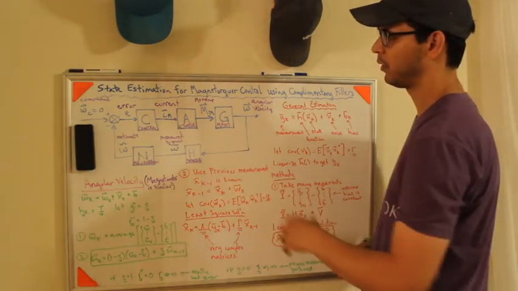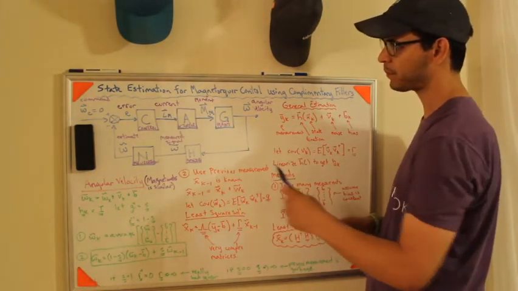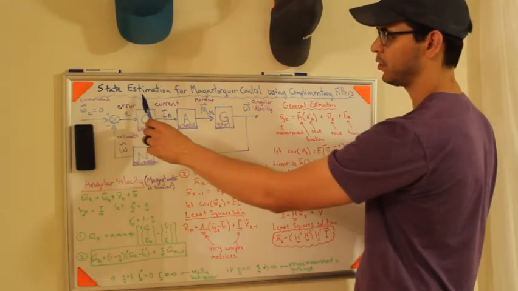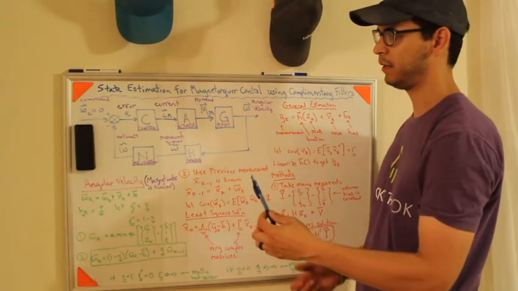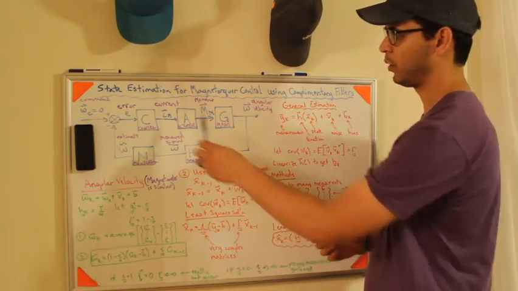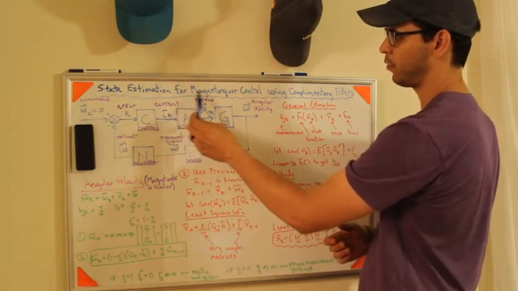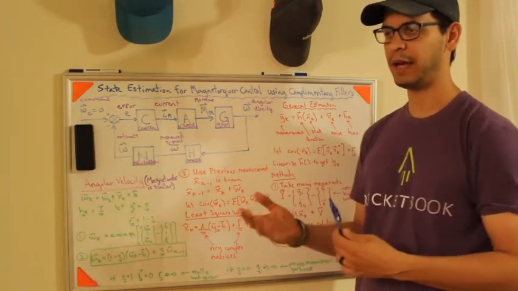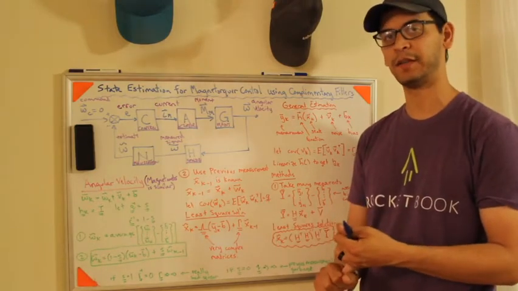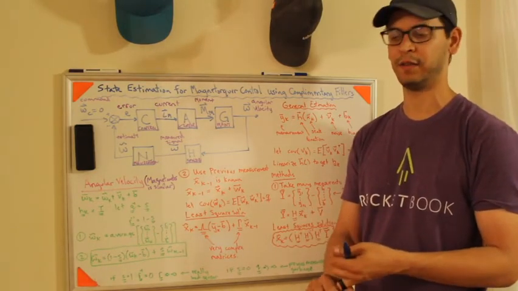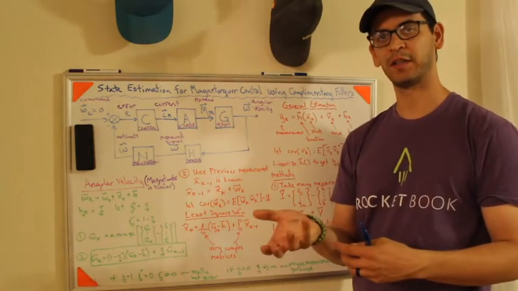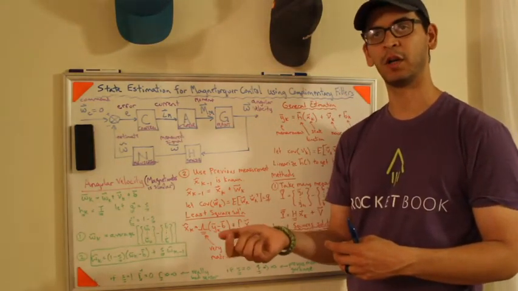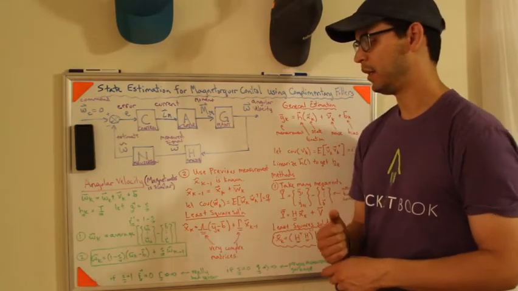Okay, so let's start with this title here. We're looking at state estimation, so we're trying to estimate some state. In this case, we are estimating the state for Magnetorquer control. So we're trying to measure angular velocity and the magnetic field. We're in space, tumbling around the Earth. We want to know how fast we're spinning, and I want to know what the current magnetic field is.